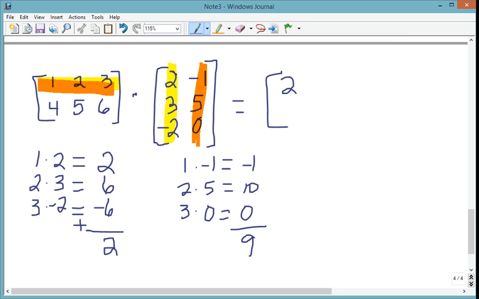So do you see that I took 1 times negative 1 is negative 1. 2 times 5 is 10. 3 times 0 is just 0. I add them up. I get 9. That goes in. I used first row, second column to get that, so that answer goes in first row, second column.